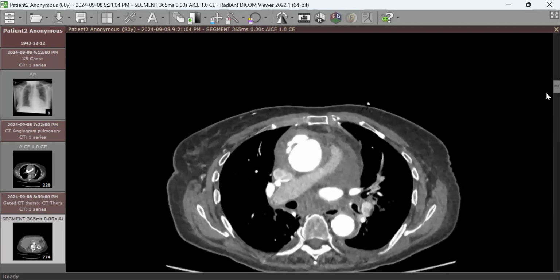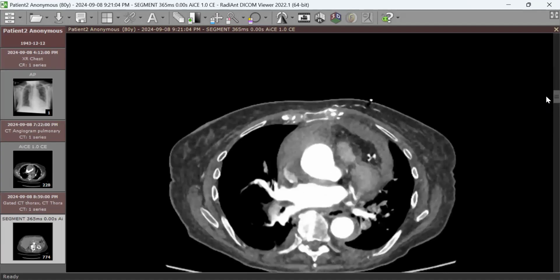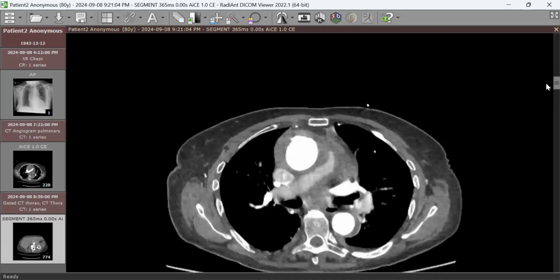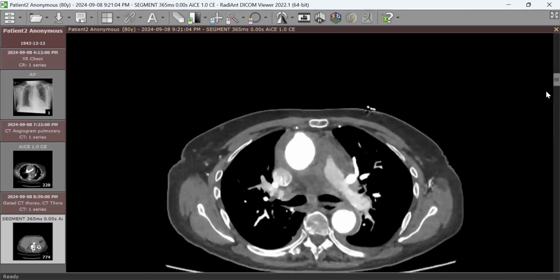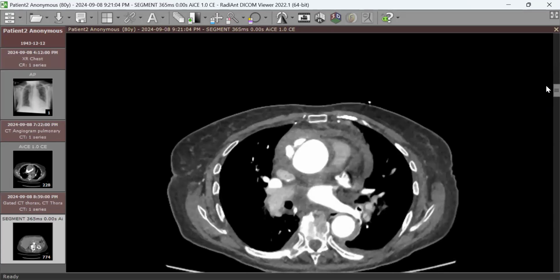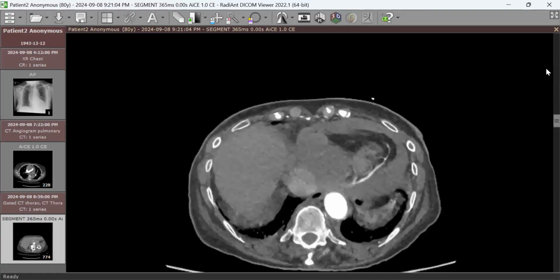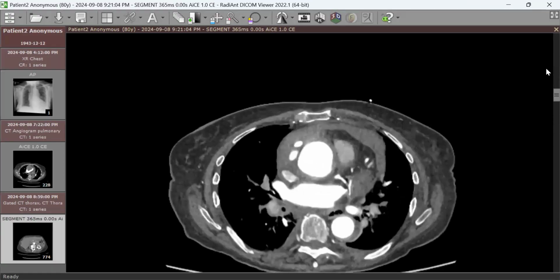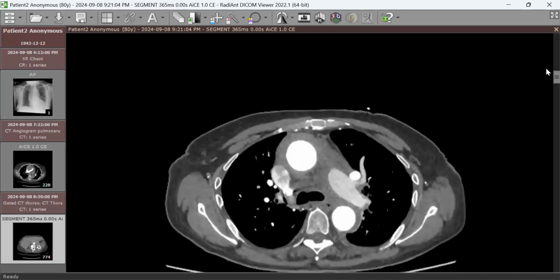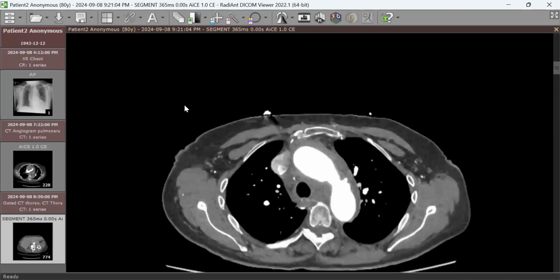So thank you, doctor. So this case was presented to show how we can properly evaluate the radiograph and then evaluate cross-sectional chest imaging when it comes to acute aortic syndrome. That's very good. Thanks so much, doctor. Let's go to the next one.